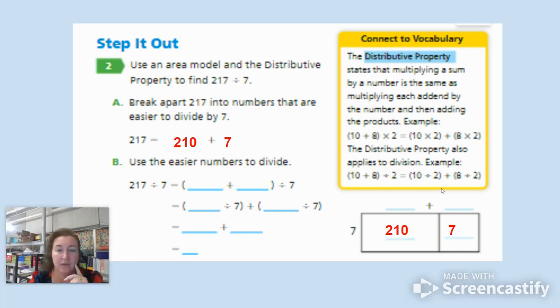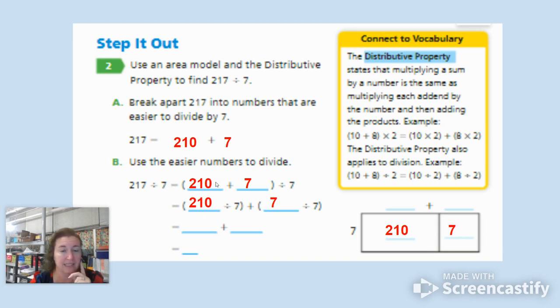So next, we took those 2 parts, that 217 that we broke into 2 parts, and we put both of those parts in our area model down at the bottom. And then we figured out what 210 divided by 7 and 7 divided by 7 were. I'm going to put those over here.